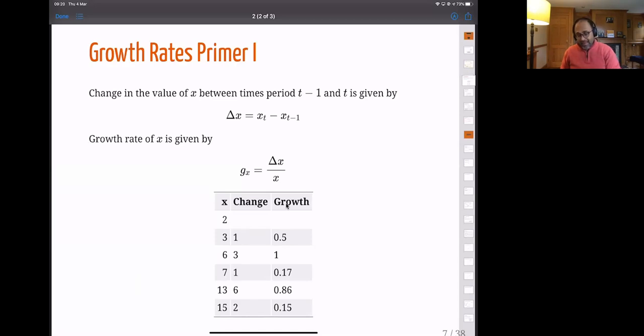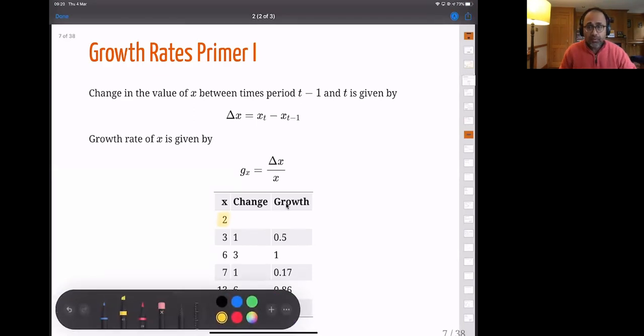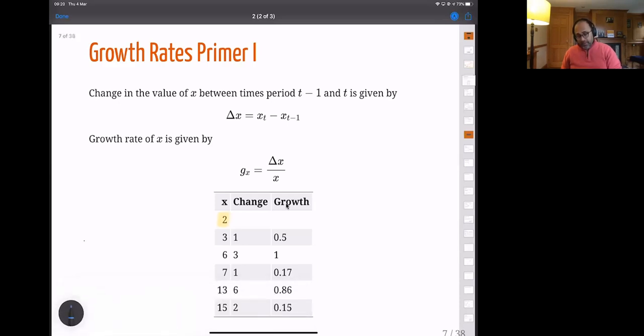So if you start from X at the value of 2, then in the first period, if X goes from 2 to 3, the growth rate is 0.5. How do we calculate that? We start off from a base of 2, and the change is 1. So that's 0.5, or that is equal to 50%. So the value has gone up by 50%. In the subsequent period, the change in the subsequent period is 3.